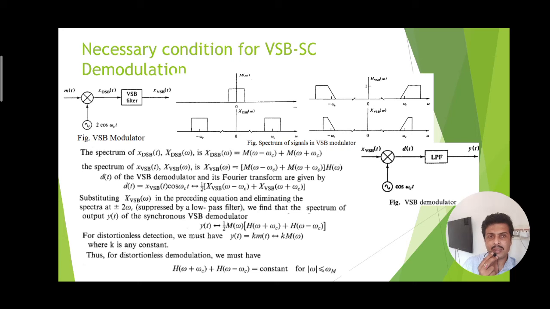So, for this reason, H(ω+ωc) plus H(ω−ωc), such a mathematical expression should be equal to a constant for all the frequencies less than the message bandwidth, because message bandwidth is the highest frequency component present in the message. So we are interested in the frequency components for which this condition should be satisfied, that is, those less than the highest component of the message frequency.